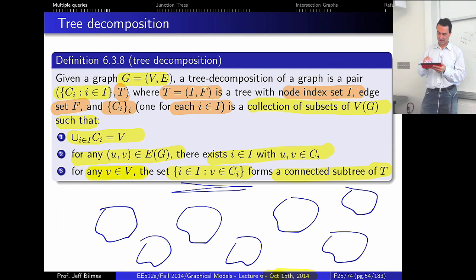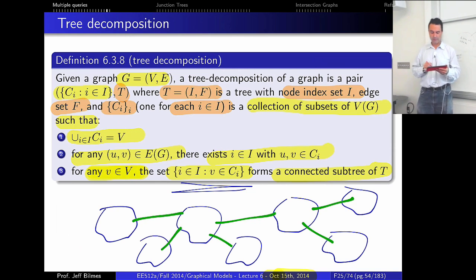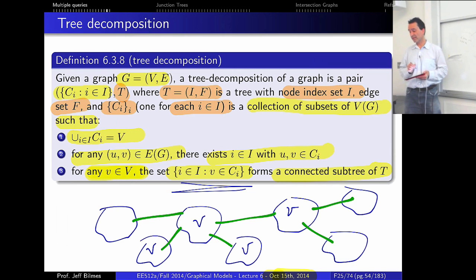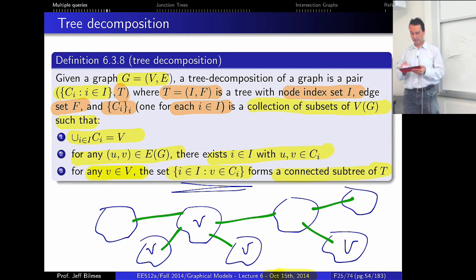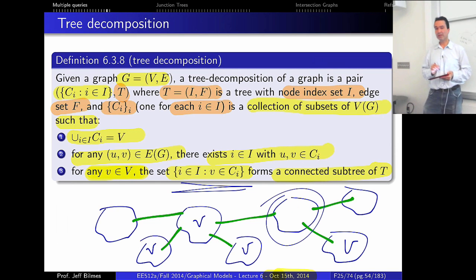And let's connect them with edges. Okay. If we were to take all of the clusters that involve V, there's say V, V, and V, and V, it has to be a subtree, a connected subtree. So in other words, if we were to take all the clusters that involved V, and there was a gap, like V lived over there, but not in this one, that wouldn't be a tree decomposition.